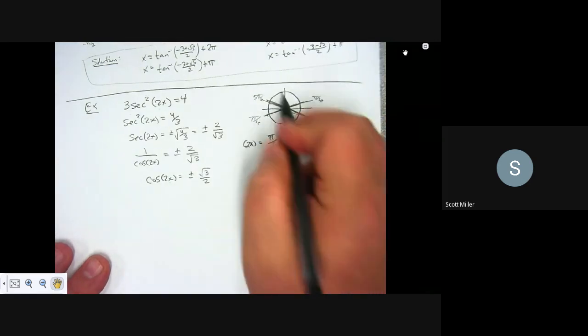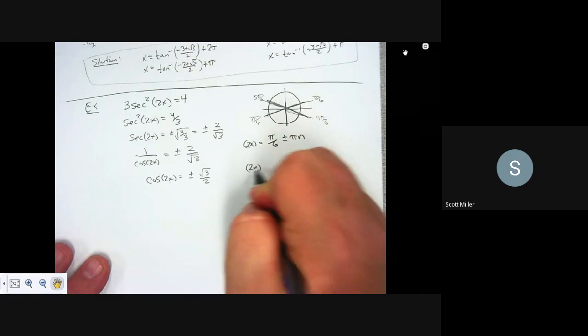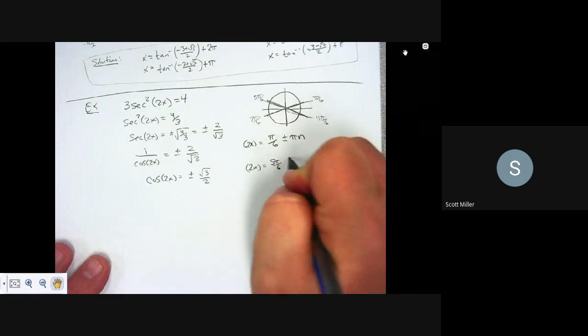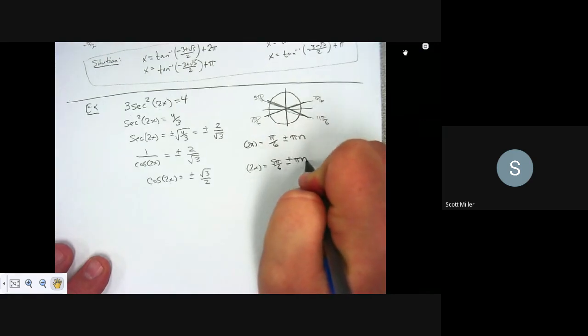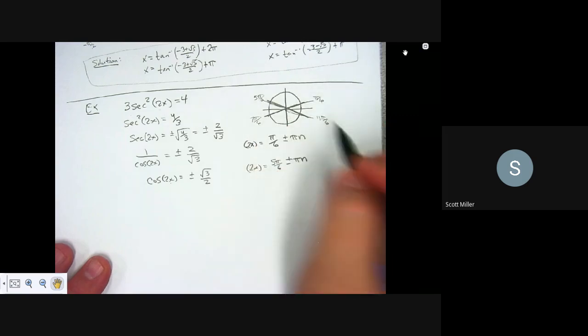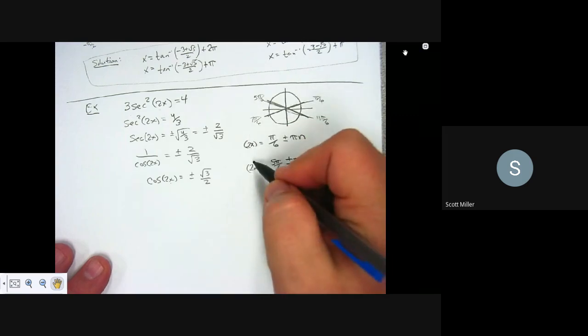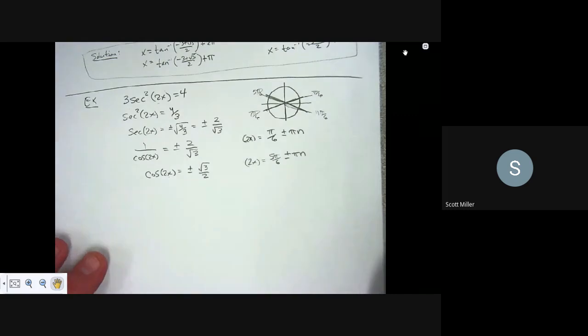And then for the other one, I start with this one. 2x is 5 pi over 6 plus or minus pi n. So from here to get to there. But I don't want 2x's. What do I want? I want to have it as just x.